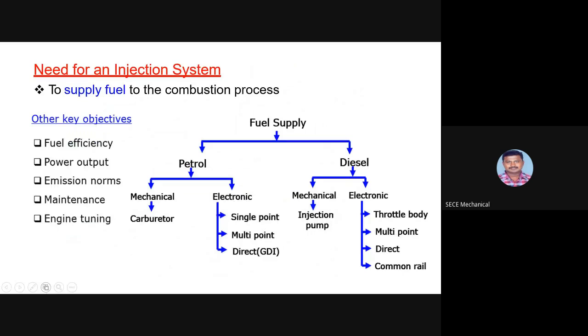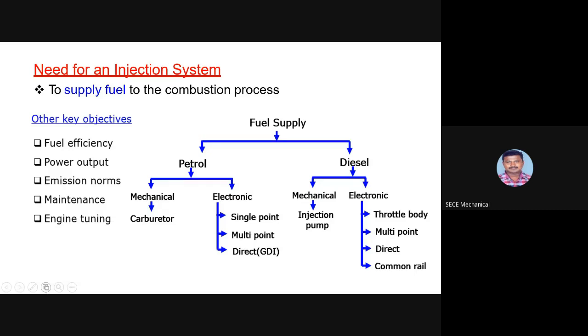Next is the need for an injection system to supply fuel to the combustion process, for both petrol and diesel. In petrol engines, the mechanical carburetor system was used in earlier days. In electronic systems, we use single point, multi point, and direct fuel injection systems. We are using these in diesel engines also.